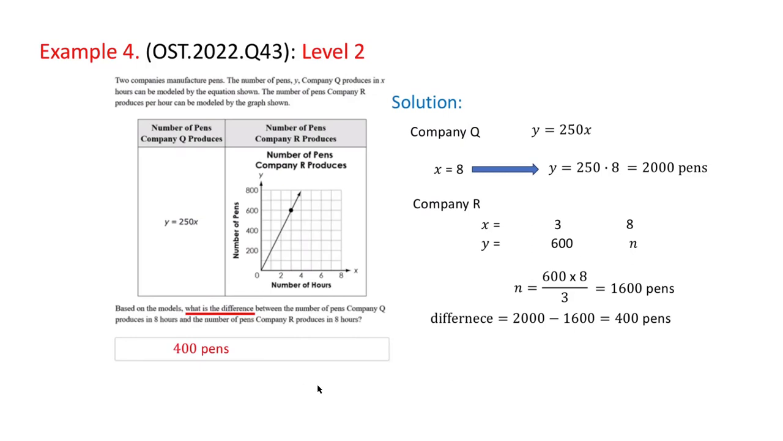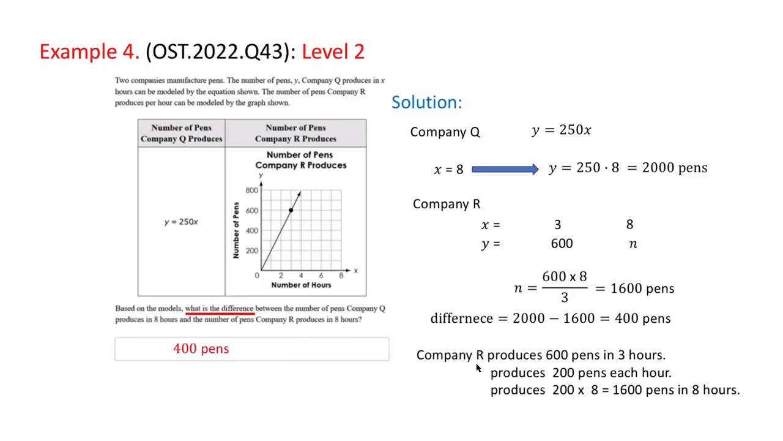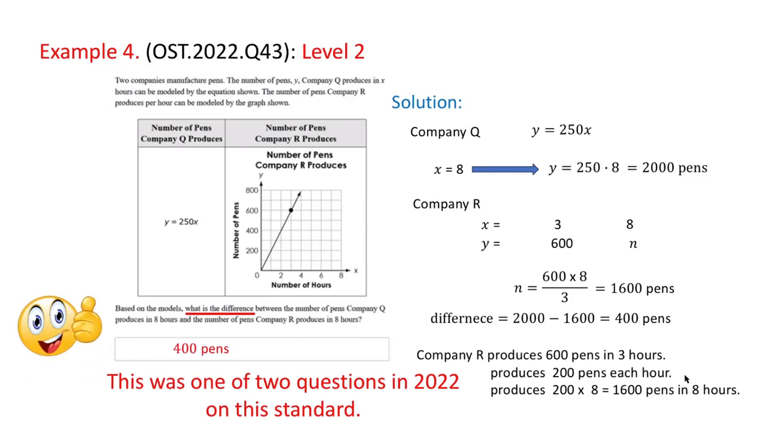Now, if you want, you can look at the company R and say R produces 600 pens in 3 hours. So 200 in 1 hour. In 8 hours is 1600. Thus you get the same answer as here.